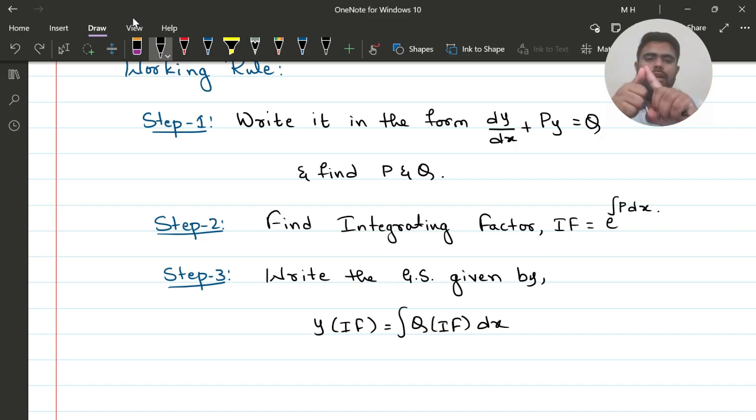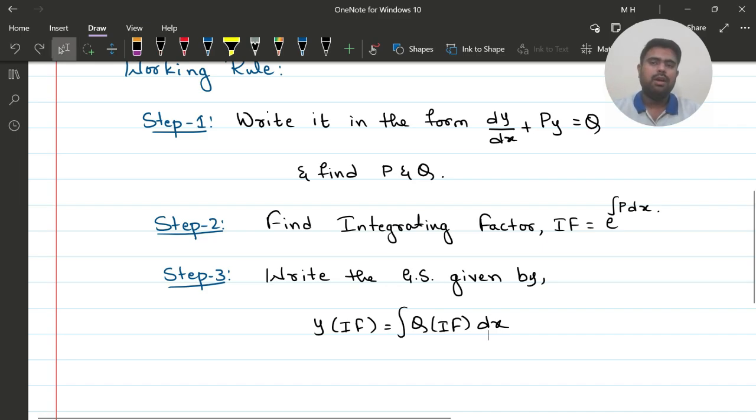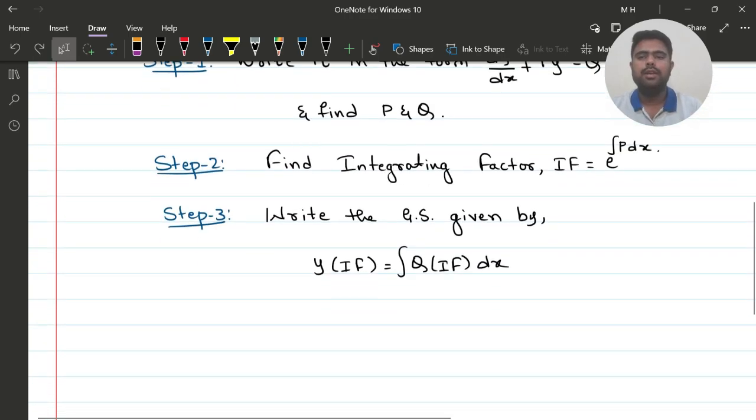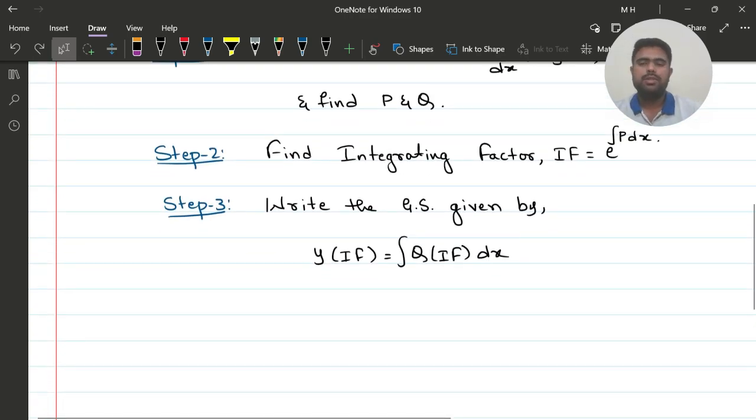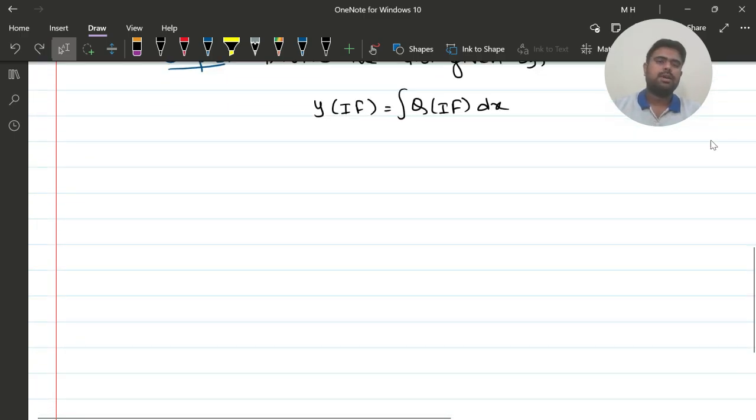First step, we will write down the given differential equation in the standard form, that is dy by dx plus py equal to q. In the second step, we will find the integrating factor e raised to integral p dx. In the third step, we will write down the general solution directly. Now we will see how to solve a given linear differential equation. First, we will solve one for general solution and then another one for particular solution. So we will go for an example now.